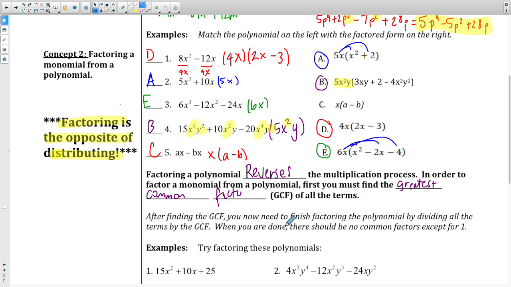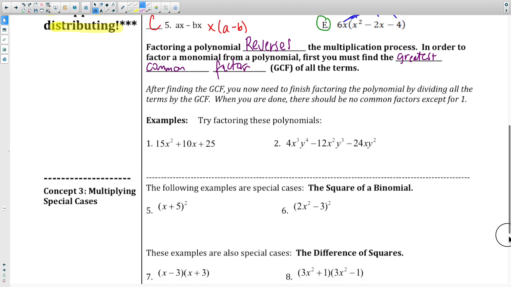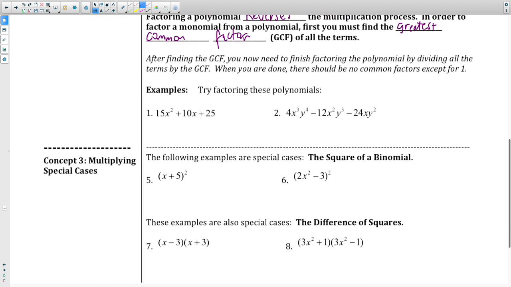Okay, so I just already talked about a lot of this already, but factoring reverses the multiplication process. Factoring is the opposite of distributing. So in order to get the factor out, the monomial, you have to look for the GCF. And like I said, you have to look for both the GCF of the numbers as well as the GCF of the variables.